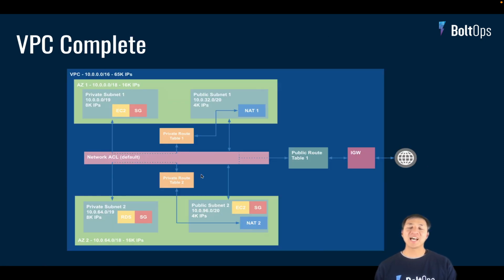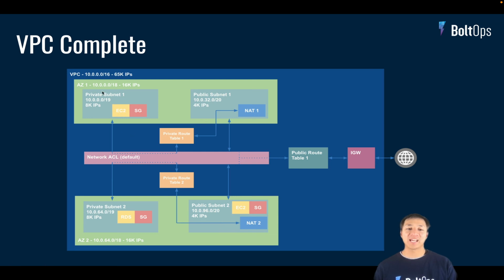Okay. So now we're ready to complete the picture. This is the full VPC picture now, okay, with all the IP addresses and everything. So here's 65,000 IP addresses. Of those IP addresses, 8,000 are allocated to this private subnet and 8,000 to this one. Then there's 4,000 allocated to a public subnet because there are usually fewer public resources than there are private resources. And then there's 4,000 over here too.